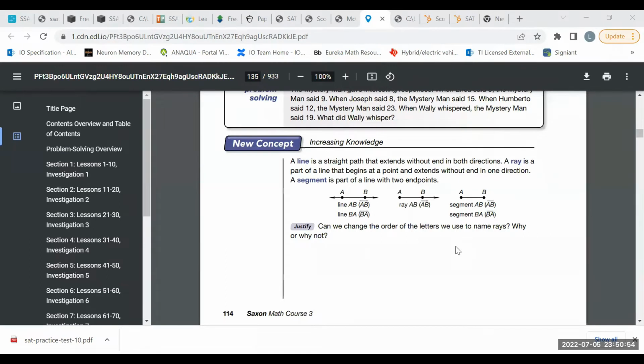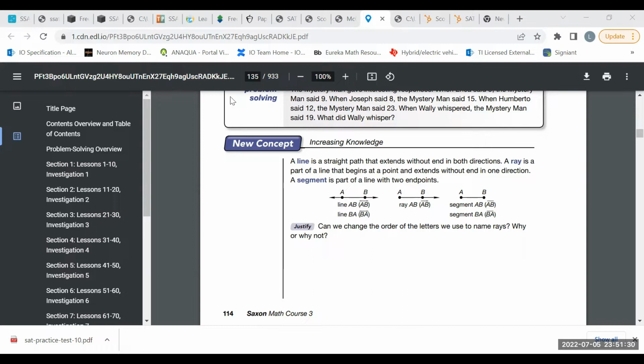Now there are different terms that you would use for each of the two types that I just mentioned. A line is a straight path that extends without any end. A ray is a part of the line that has one endpoint and extends in the other end without any end, okay? And a segment has two endpoints in both the directions. Does that make sense? So segment has two endpoints, ray has one endpoint, and a line has no endpoints.